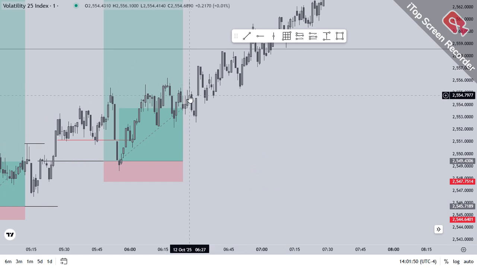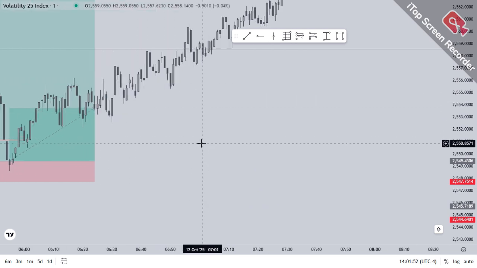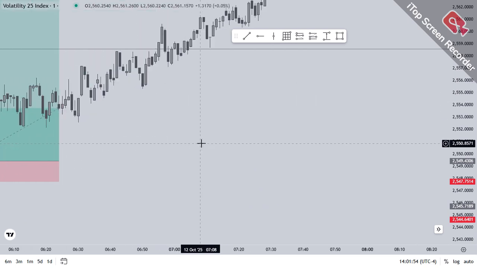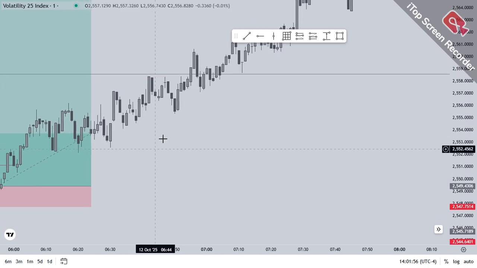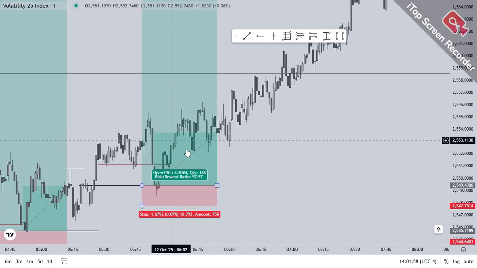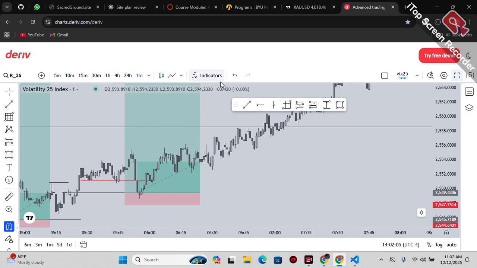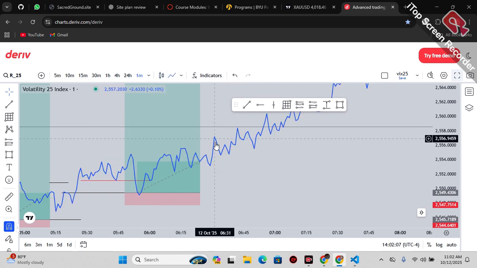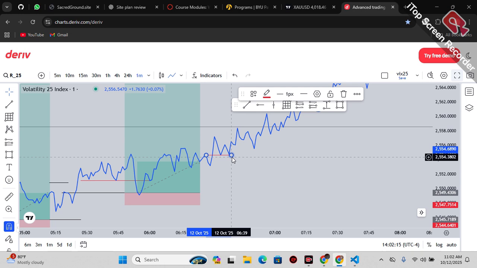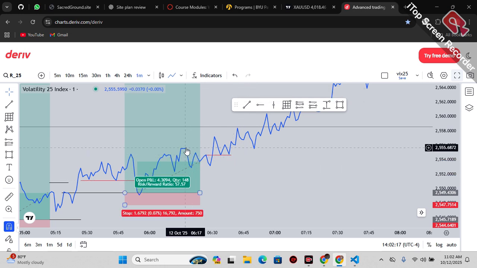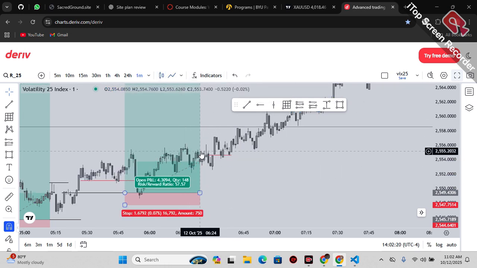This is it, right? This is it. On the 1 minute, we had this high swept, high swept, A-shaped level right there. Break of structure.